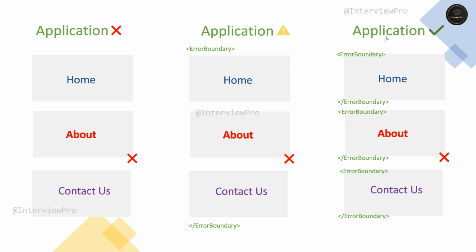And we tried to make the application even better by wrapping each of these individual components with error boundaries. In this case, the user was able to access home and contact us even though there was an error in the about page. And at the end of the video, I asked you to try the error boundary concept when there is routing in your application. So let's discuss how we can achieve that in this video.